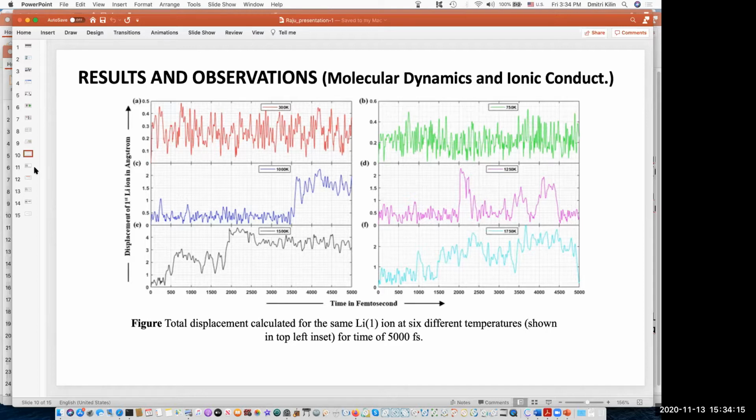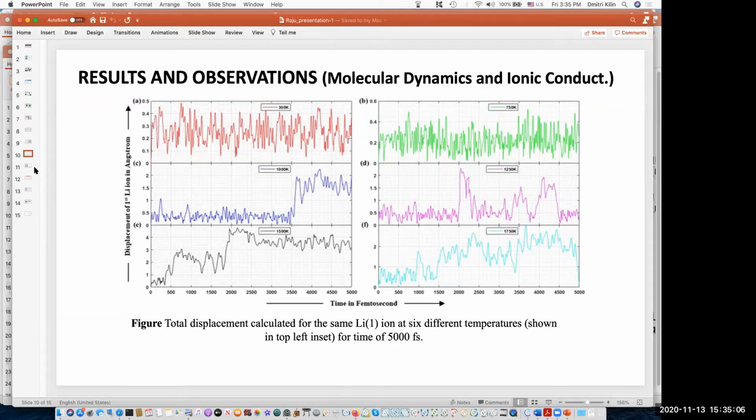Okay, and if we further increase, we can see that the jumping time is decreasing. So at 1000 Kelvin, it jumps at 3500, but at 1250, it jumps around 2000 femtosecond. And at 1500 Kelvin, it jumps around 600 femtosecond. And at 1750 Kelvin, it jumps around 1000 femtosecond. So why, with the increase, does the time of the jumping decrease?